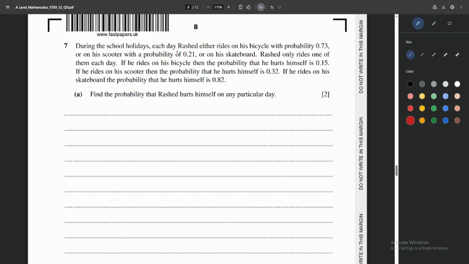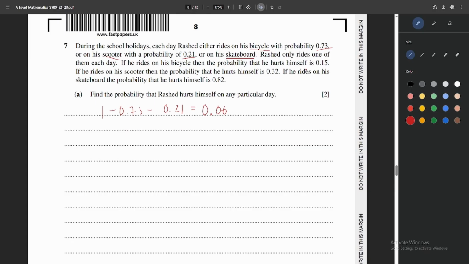In this question, during the school days, each day Rashid rides either on his bicycle with a probability of 0.73, or his scooter with a probability of 0.21, or on his skateboard. Since we know the bicycle and scooter, and this is the last case, we can easily find the probability of the skateboard by subtracting the bicycle and then the scooter probabilities from 1, and we get 0.06. Since these are the only three possible cases, Rashid rides in only one of them each day.